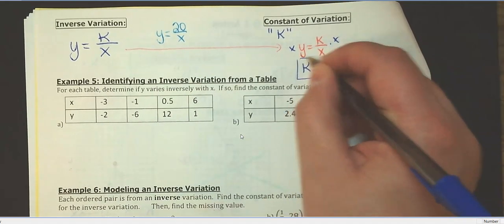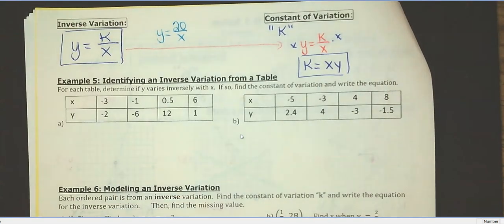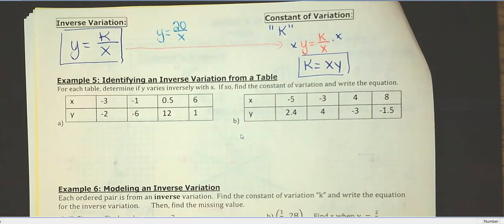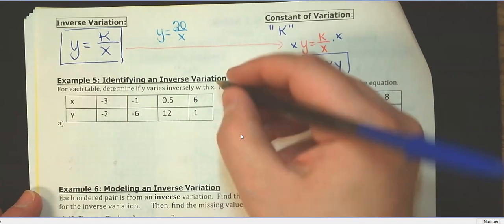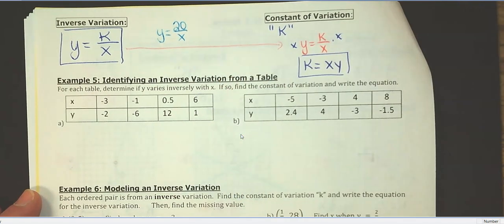All right, so the two formulas that you're going to want for inverse: that's the general form, y equals k over x. If you need to find the constant of variation, if you have a table, you just take the x coordinate and y coordinate and multiply them together. So that's what we're going to check out in example 5 here. I'm going to give you a table. It says determine if y varies inversely with x. If it does, x times y will be the same for all the points.